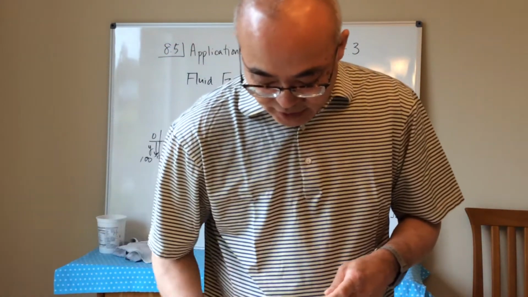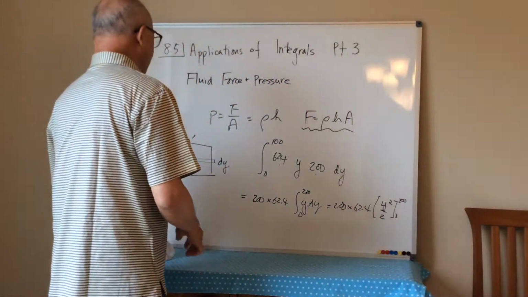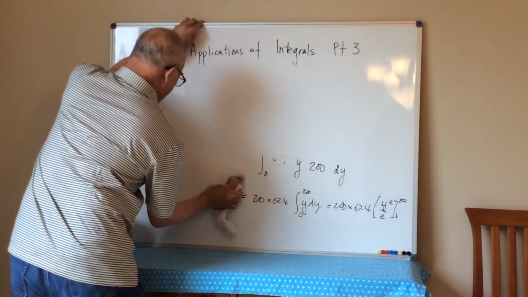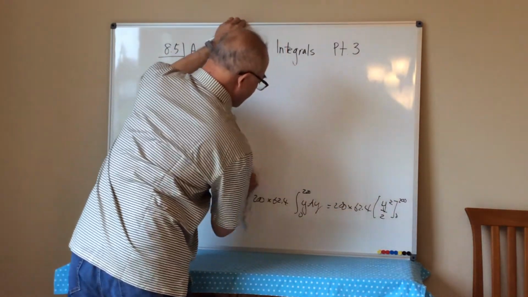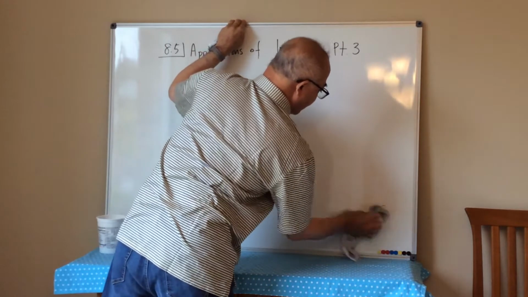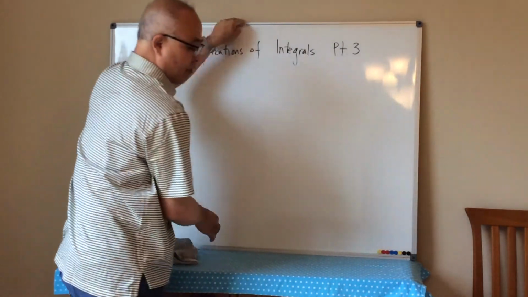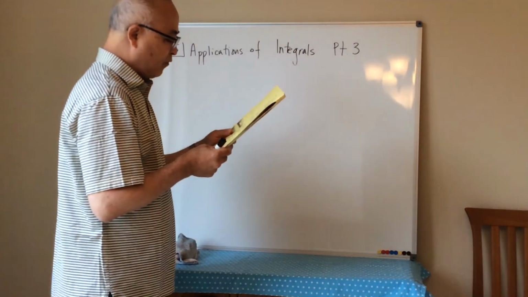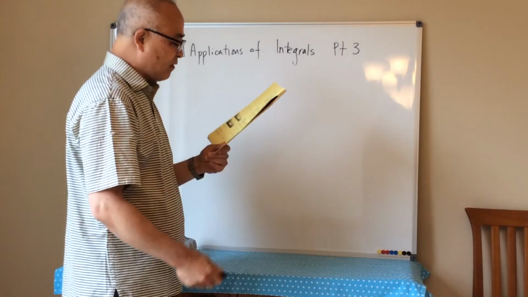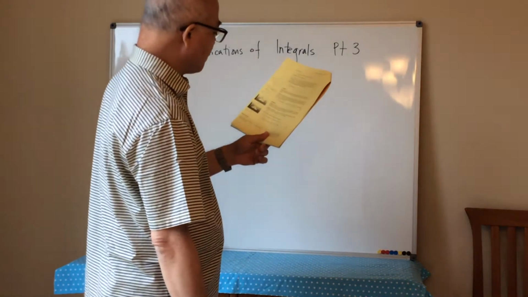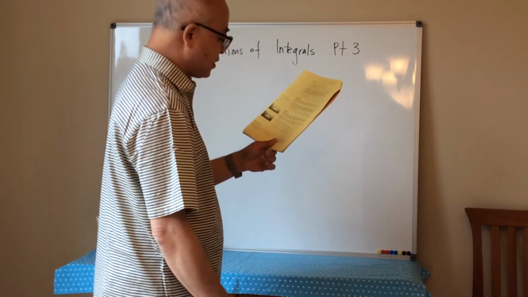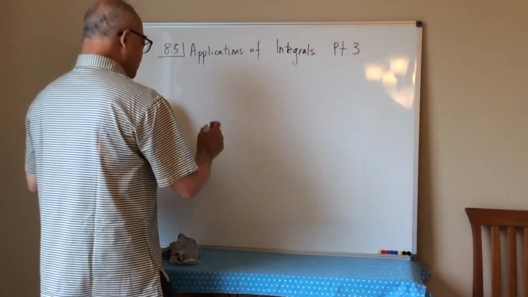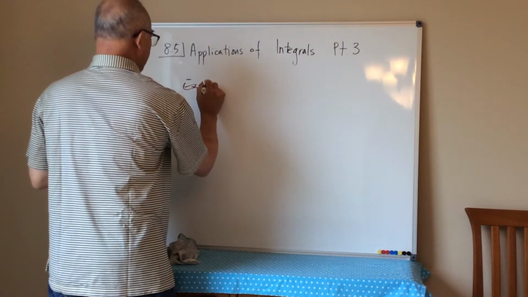Okay, the one right underneath there is example number 4. Let's see if we can do example number 4. We're putting an isosceles triangle looking thing underneath the oil. A plate in the form of an isosceles triangle with a base 10 feet and an altitude 4 feet is submerged vertically in machine oil. Okay, so we have to find the fluid force against that plate. So this was example number 4.